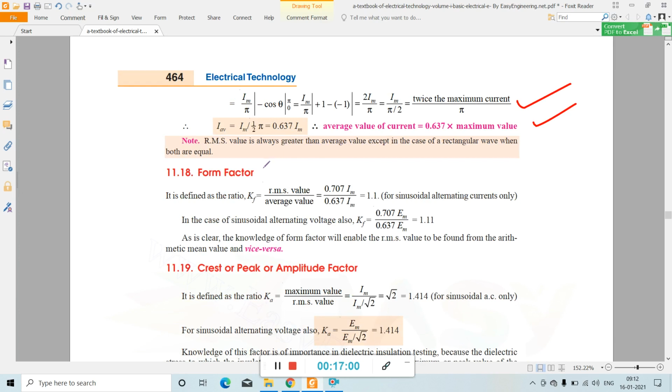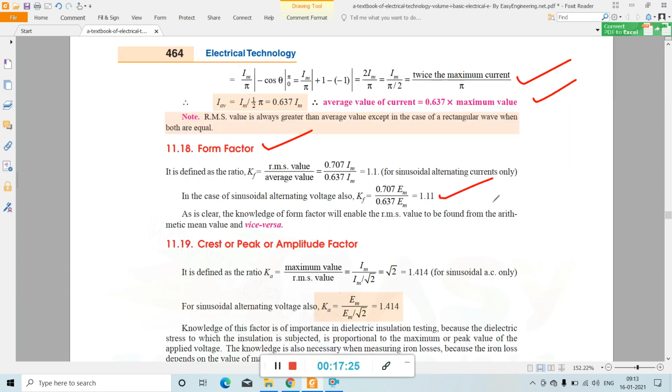Okay, so the next term is the form factor. Form factor is defined as the ratio of RMS value to the average value. That means 0.707 Im divided by 0.637 Im, that is equal to 1.1. This is the form factor. In case of sinusoidal alternating voltage also, Kf is equal to 0.707 Em divided by 0.637 Em, which is equal to 1.1. This is form factor.